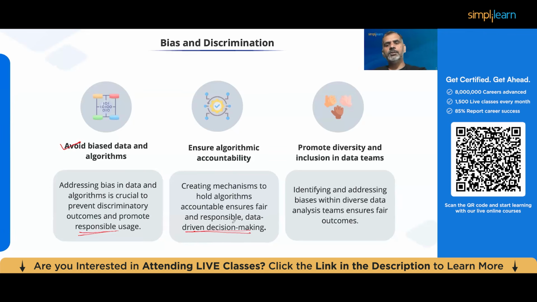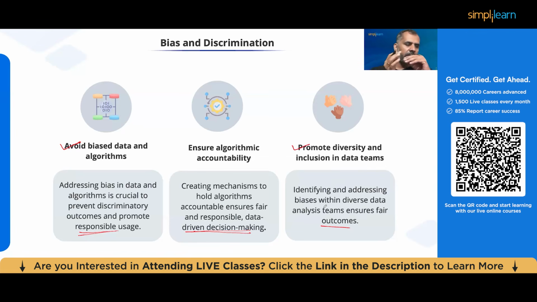And this can only be possible when your data was collected fairly and each and every section is selected randomly or getting an equal weightage while modeling process. That also promotes diversity and inclusion of data teams. So identifying and addressing biases within a diverse data analysis team ensures fairness.